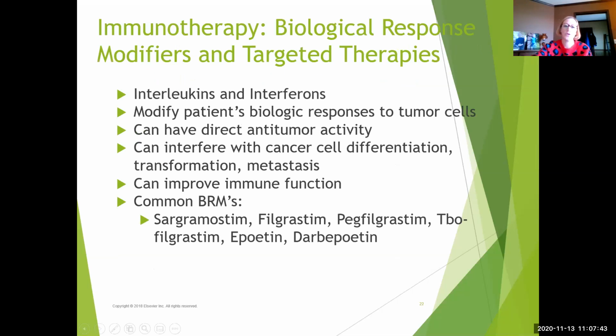So then you have your immunotherapy biologic response modifiers, and then other targeted therapies. So we have our interleukins and interferons. These modify the patient's biological response to the tumor cells, and they can have a direct anti-tumor activity. They can interfere with cancer cell differentiation, transformation, and metastasis, and improve immune function.